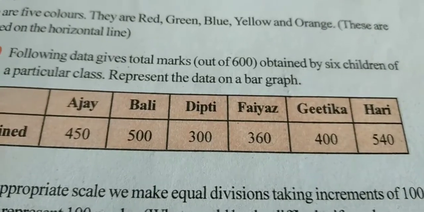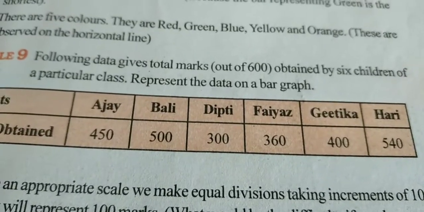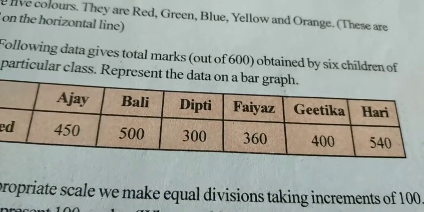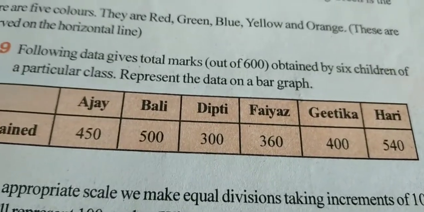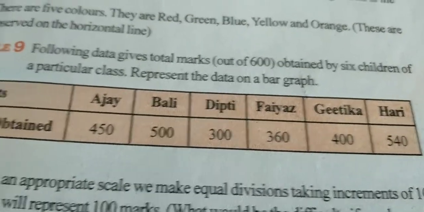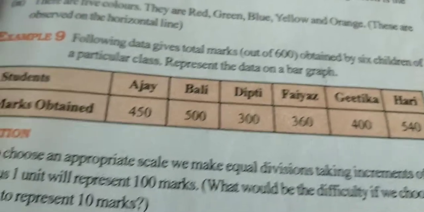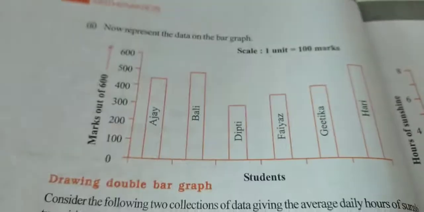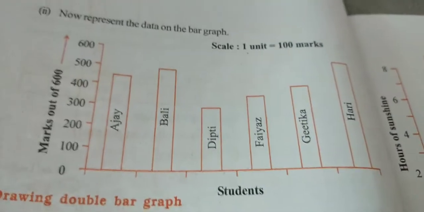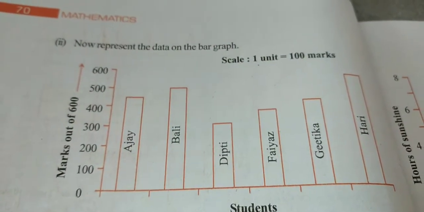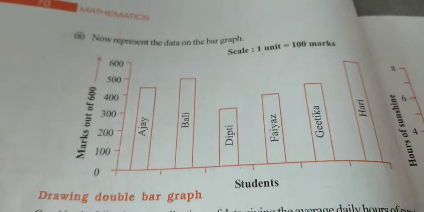Maximum here it is 540. So we'll go for nearest estimated round figure, that is 600. So 600 divided by 100 gives you 6. 6 boxes will be enough to represent these marks obtained by the students. So this is how you can do the scaling on y-axis, and this is how you can represent it on the graph paper. Y-axis scale 1 unit is equal to 100 marks.